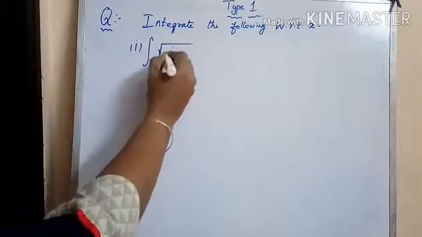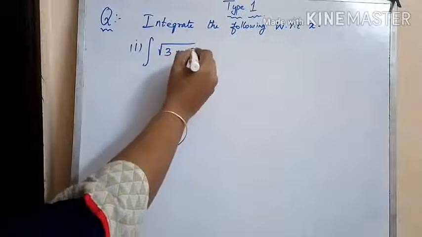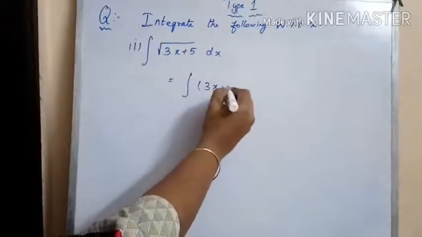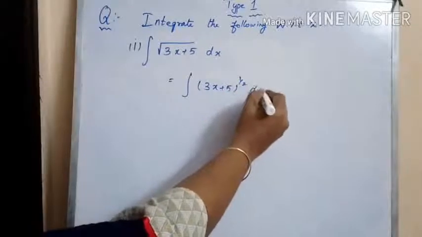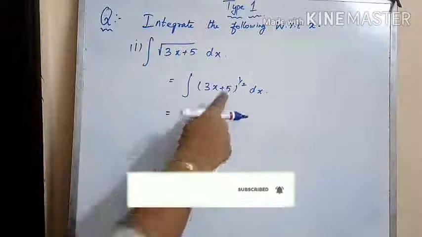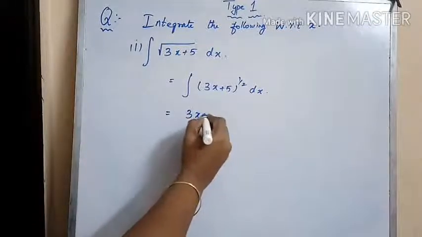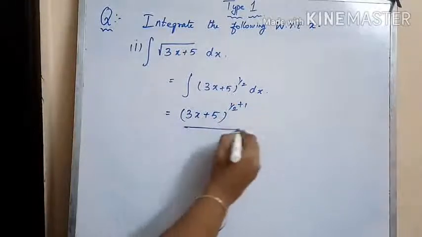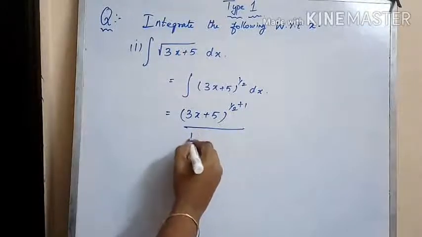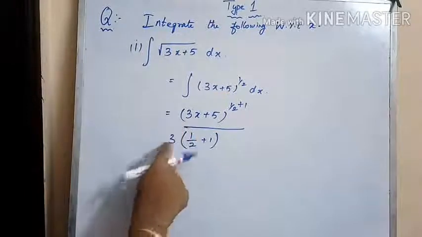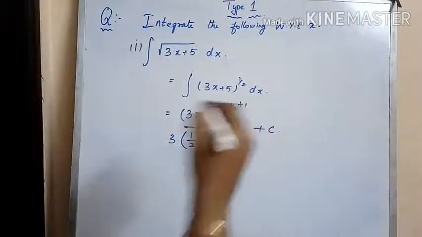The first problem we have here for today's session is integral of root of 3x plus 5 into dx, which can be written as integral of 3x plus 5 whole to the power of half into dx. So integration of this is 3x plus 5 whole to the power of half plus 1 by half plus 1 into the internal differentiation, we get 3 here plus c.